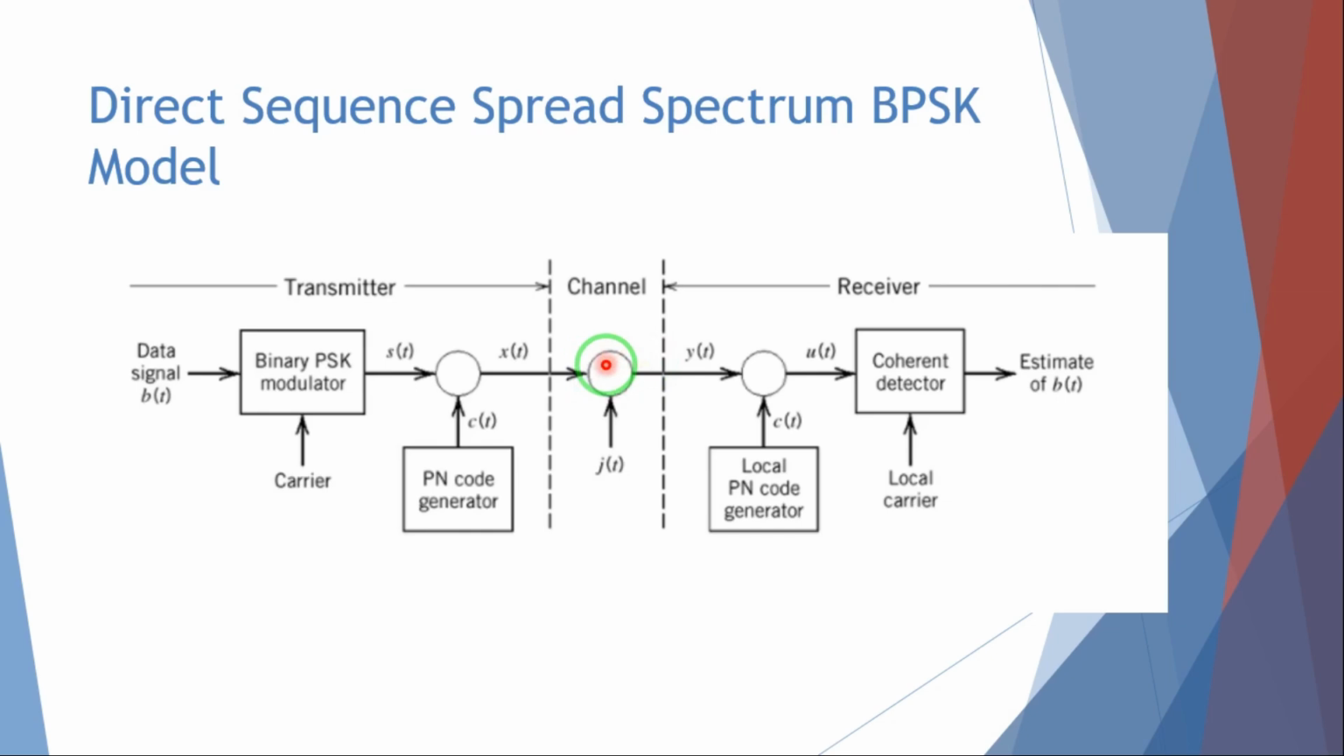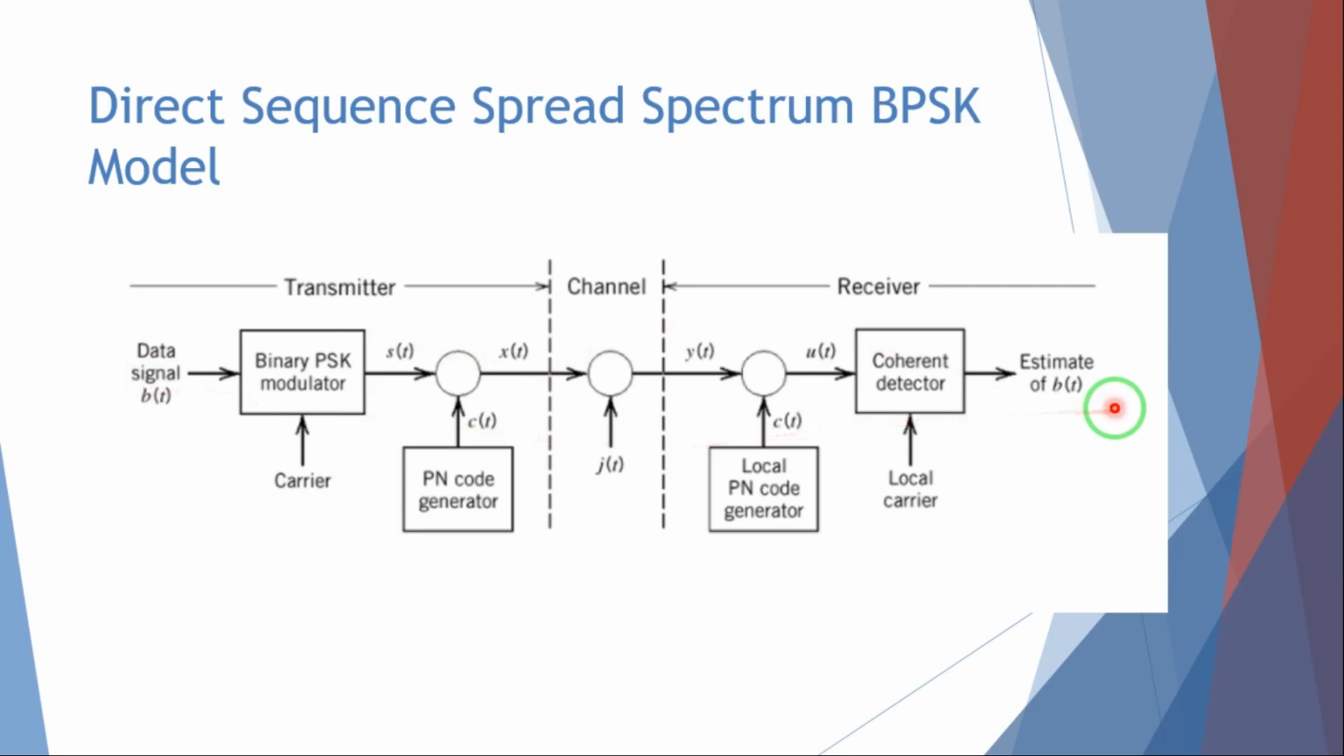Then at the receiver side, this signal is received as Y of t. Over here, again, there is a local PN code generator, which is synchronized with the generator at the transmitter. The output of this modulo 2 adder is U of t, which is given to this coherent detector, which is given the local carrier. The despreading operation takes place at the output of this modulo 2 adder, and the output of this coherent detector is the estimate of the data signal that we transmitted.